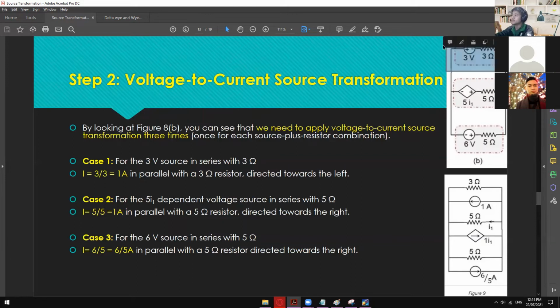So for case number one, we have this computation right here. I is equal to V divided by R. V is equal to 3 and R is 3 ohms. So 3 divided by 3 is 1 amp.